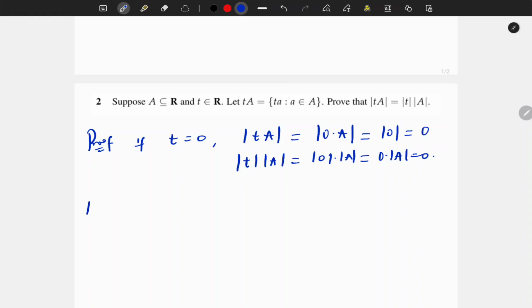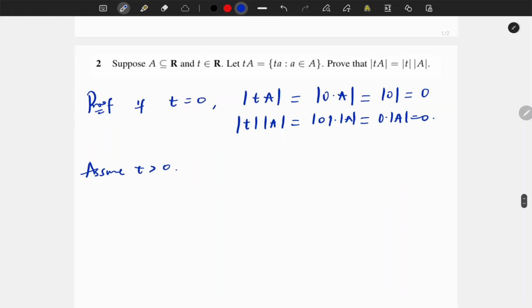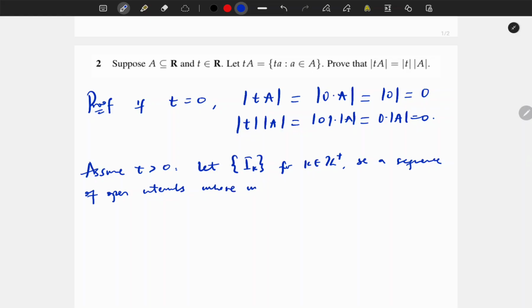So let's assume t is greater than 0. Okay, so if t is greater than 0, let's define a sequence of open intervals that contain A. Let I_k, for k a positive integer, be a sequence of open intervals whose union contains A, that is A is a subset of the union of I_k, k equals 1 to infinity.